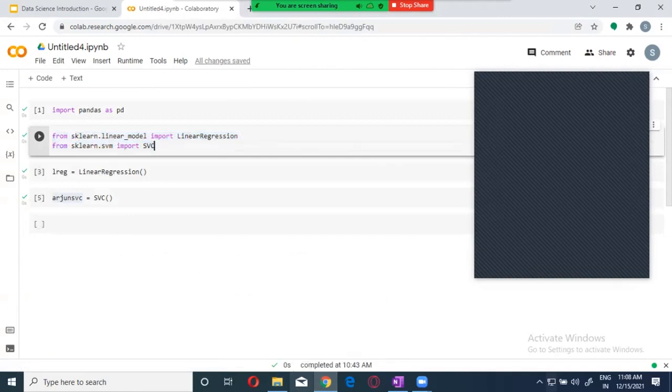Machine learning means there will be 3 types of learning. The machine will be learning, right? 3 types of learning: supervised, unsupervised, and reinforcement. And you know, there is something called semi-supervised.